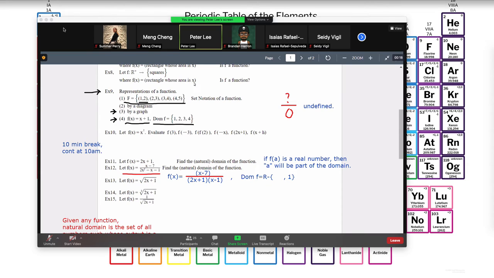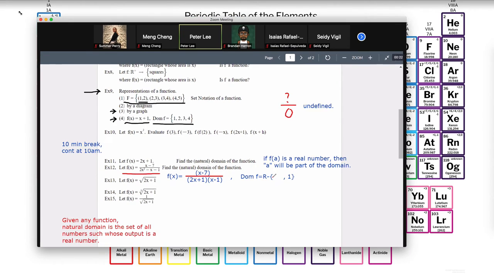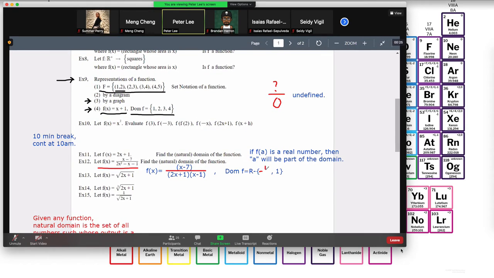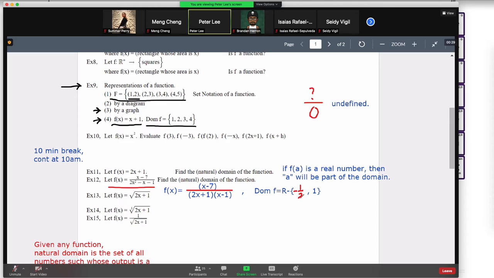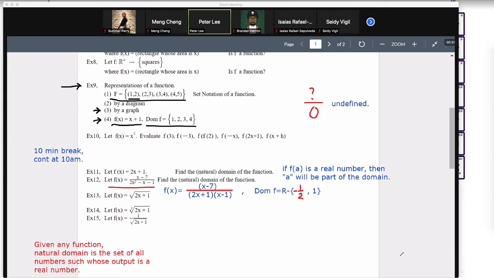...is the domain. So I'm going to write out the fraction in there. I'm going to put in minus a half. Oh, this is red. It's really not that special, but I just wrote in red, okay? So what is the domain in this case?